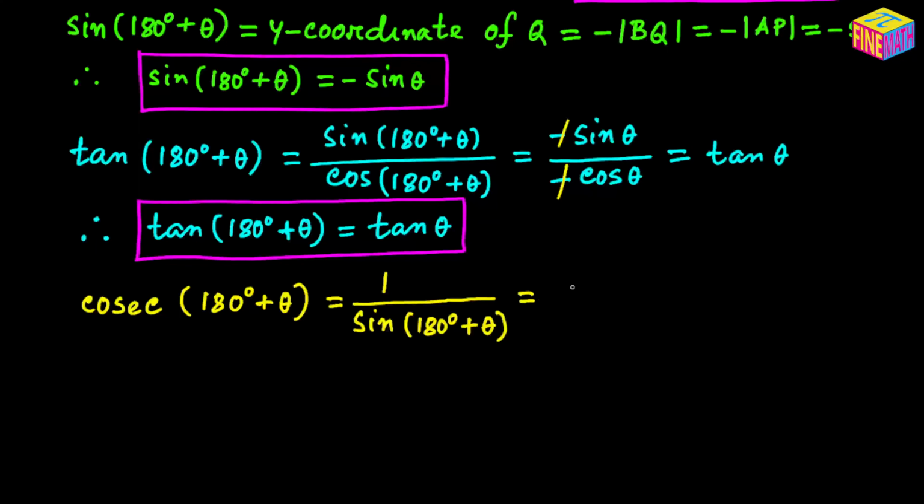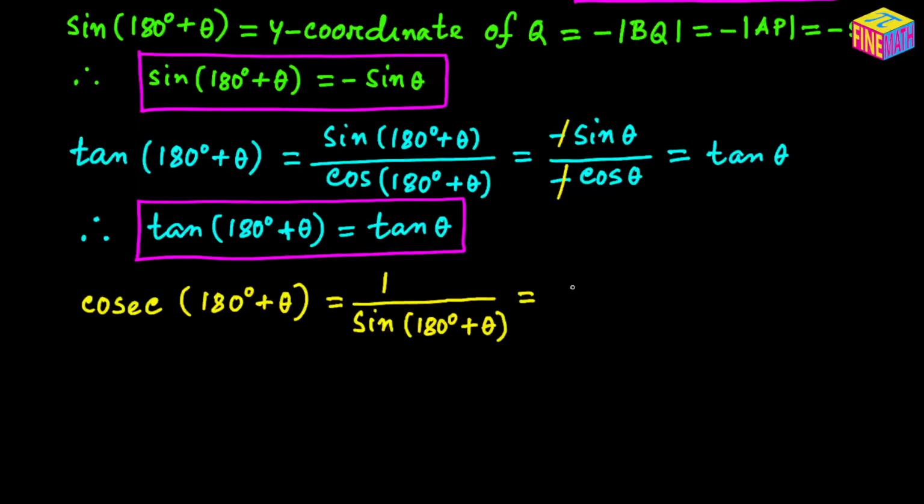Now let's calculate the secant of 180 degree plus theta. We know that secant is the reciprocal of cosine, so we can write it as 1 divided by cosine of 180 degree plus theta. And what is the value of cosine of 180 degree plus theta? That is actually negative cosine of theta. So this is now equal to 1 divided by negative cosine of theta. So we get a negative value, and the reciprocal of cosine is actually secant. So this is actually negative of secant of theta. So let's make a quick note.